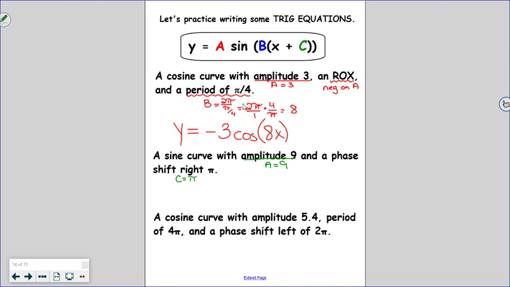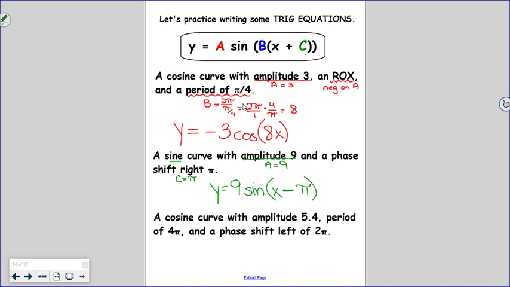Okay, first one, they do give us a phase shift in this one. Anytime there's a phase shift, you have to have parentheses. This is not optional, or it's not a phase shift. So you have an amplitude of 9. They asked you to write it as a sine curve, which is why I picked sine here, and a phase shift of right pi. Remember that in my equation, right looks like a minus. Make sure you have the correct sign there, minus pi.